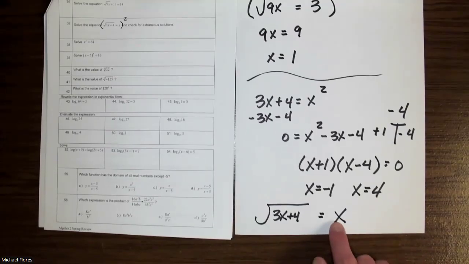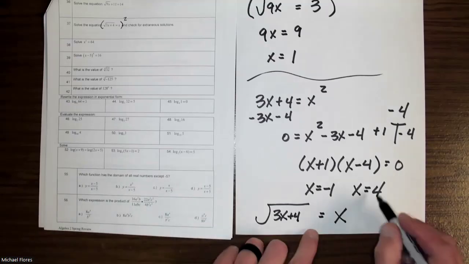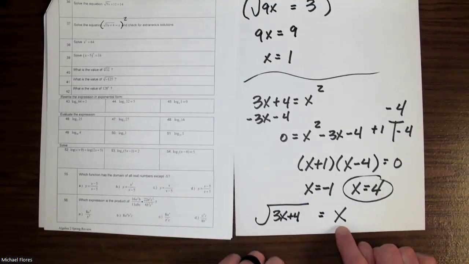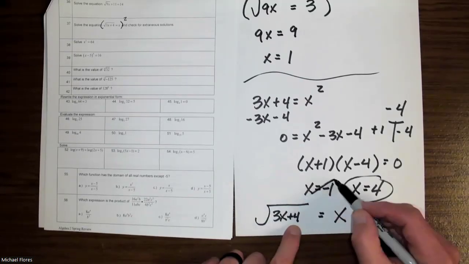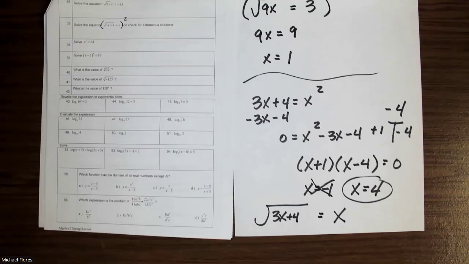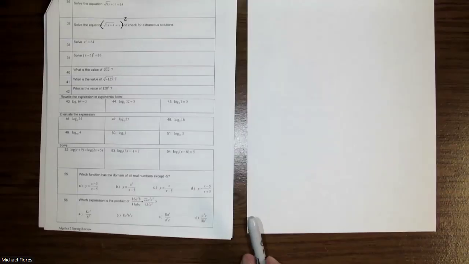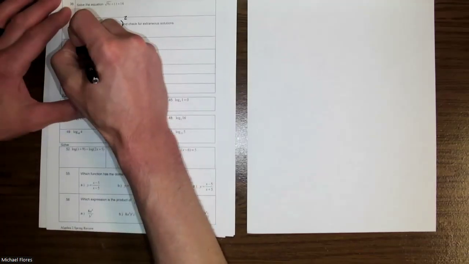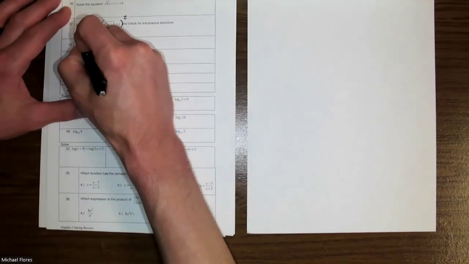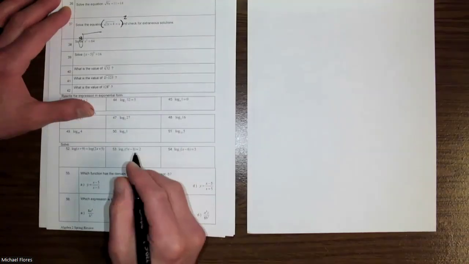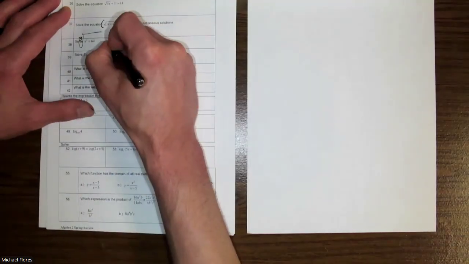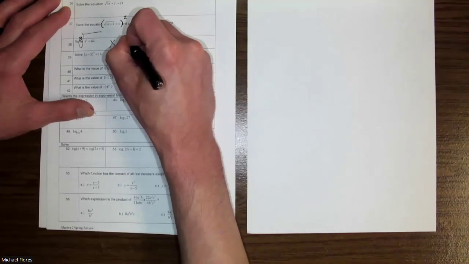If I plugged in 4 here, well, that's greater than or equal to 0. So 4 is a solution. If I plugged in -1, well, -1 is not greater than or equal to 0. Therefore, this one is the extraneous solution. But example 38, in order to solve that one, to get rid of a third power, you're going to cube root both sides, leaving us with x equals 4. The cube root of 64 is 4.